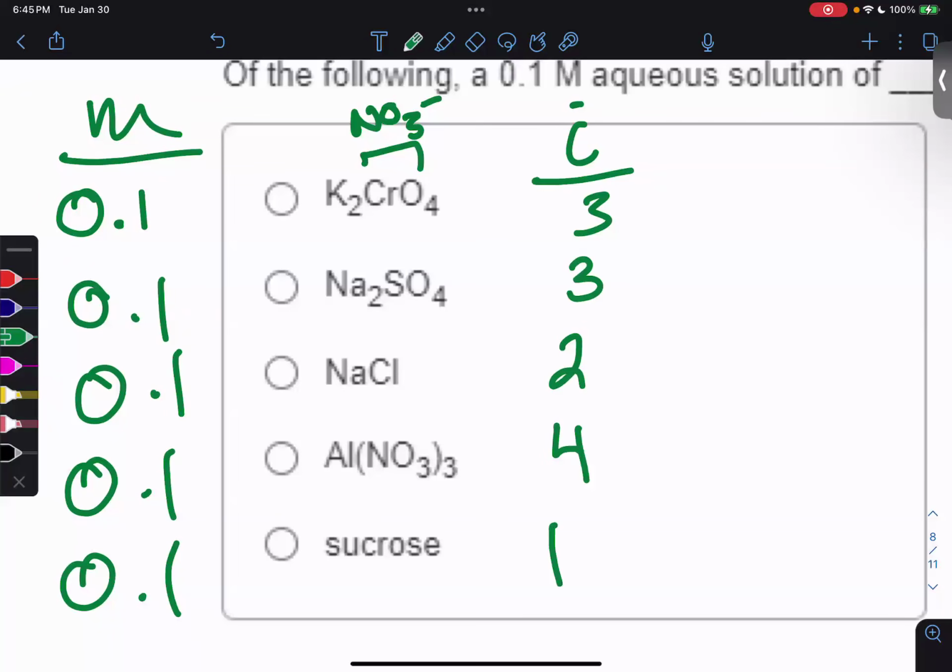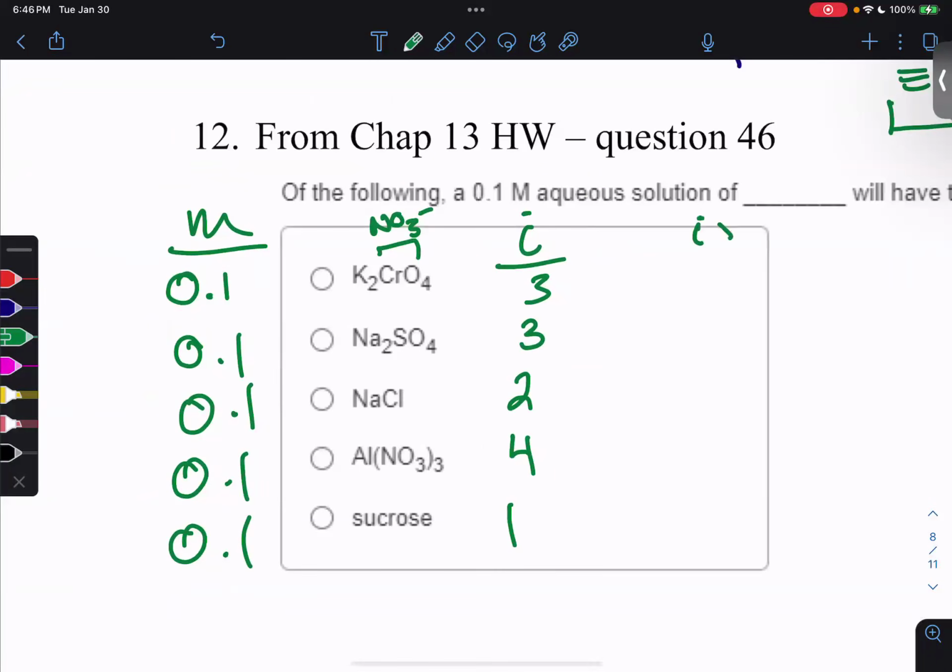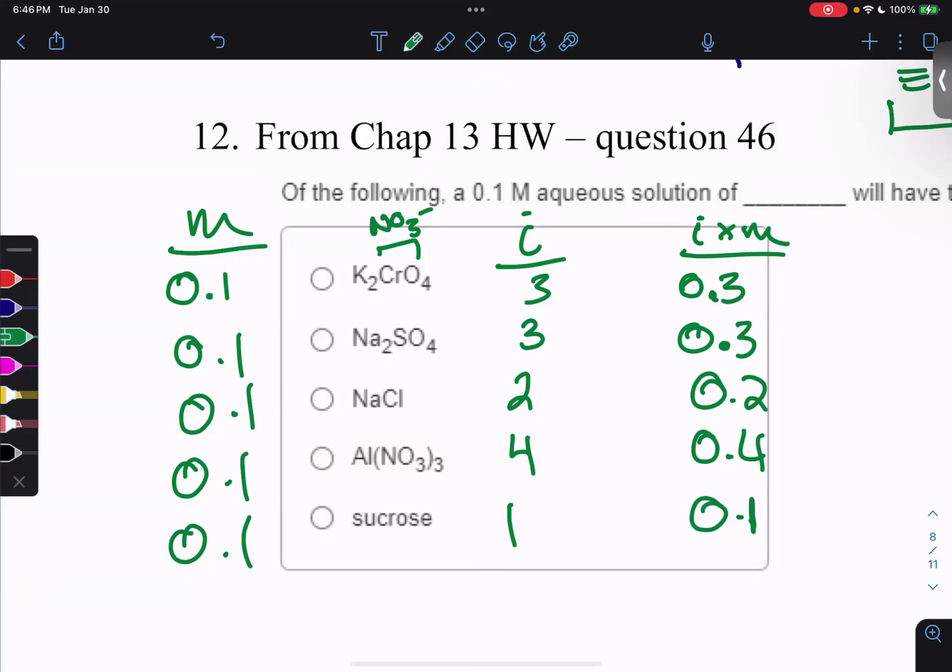Sucrose is the only non-electrolyte. You put 1 sucrose in, you get 1 sucrose out. So what we want is the i times m product, because this tells us the total concentration of particles in solution. For every 1 unit of potassium chromate, we get 3 particles out, so the concentration of particles is 0.3 for potassium chromate. It's also 0.3 for sodium sulfate, 0.2 for NaCl, 0.4 for aluminum nitrate, and 0.1 for sucrose.